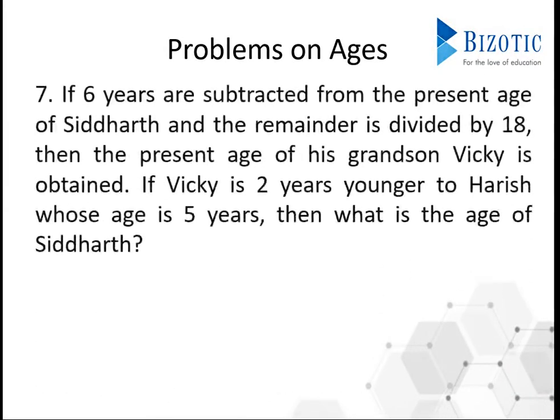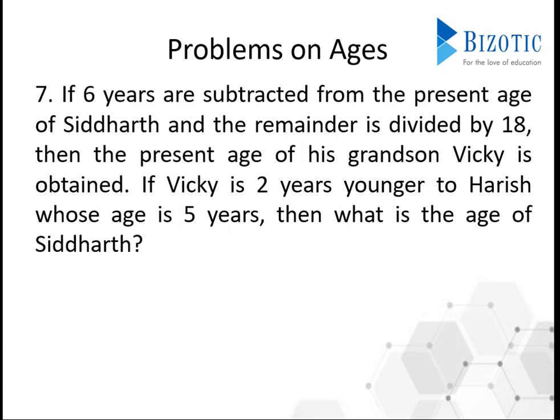Okay, now let's move on to the next problem. So let's see, there is a lot to read. If 6 years is subtracted from the present age of Siddharth and the remainder is divided by 18, then the present age of his grandson Vicky is obtained. If Vicky is 2 years younger to Harish, whose age is 5 years, then what is the age of Siddharth?